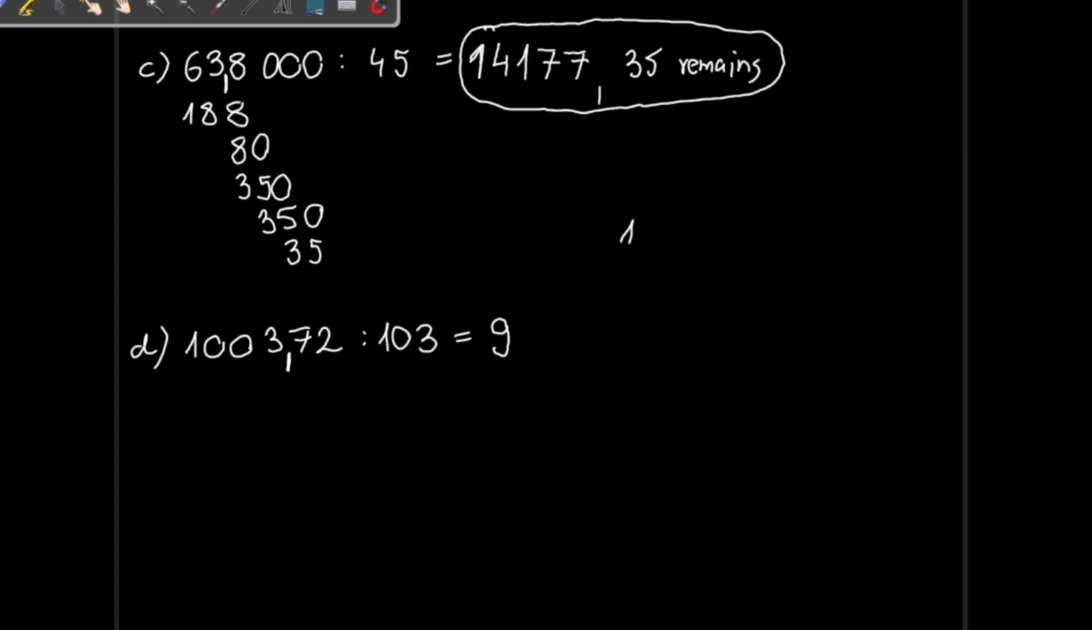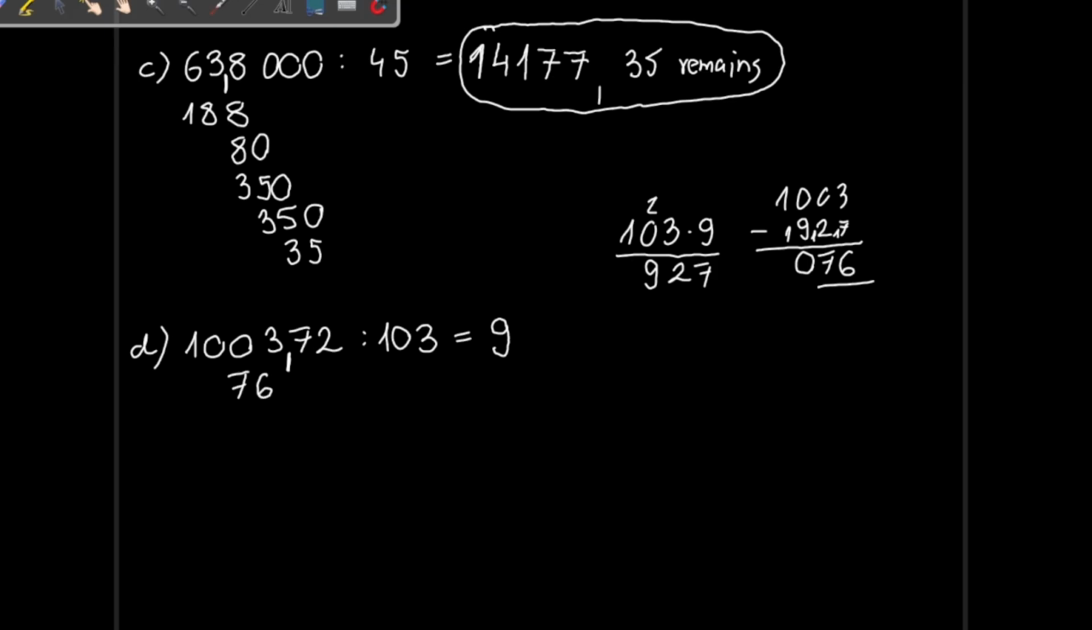Alright, we know that 9 times 103 is 927. Now what remains? We need to subtract these two numbers to see what remains. So first we have 6 here, 7, 0. Okay. 76 is the number that remains.